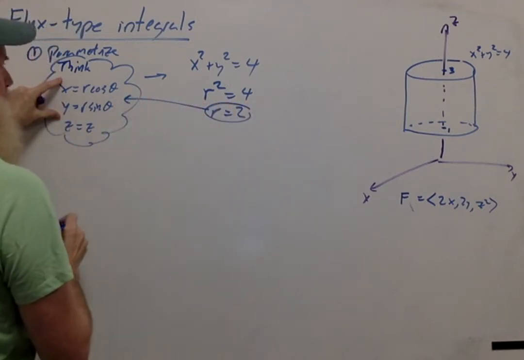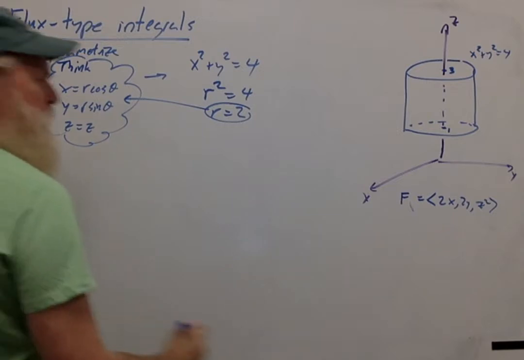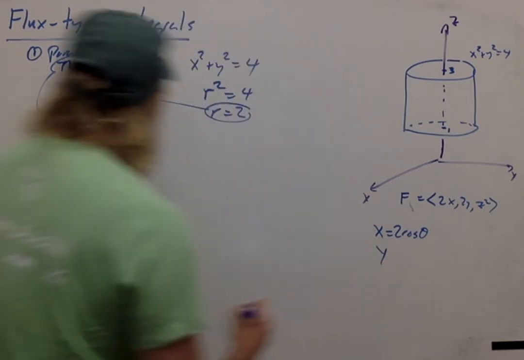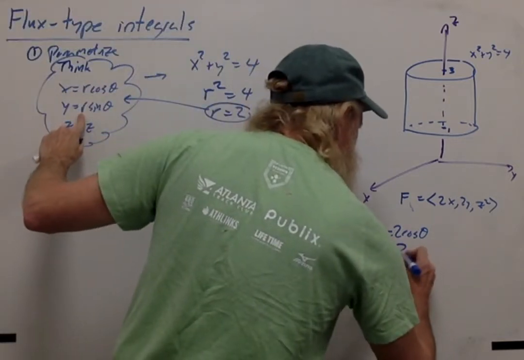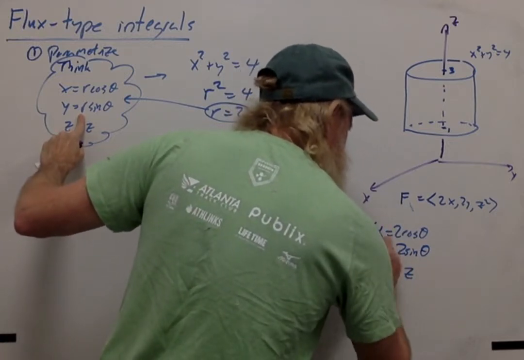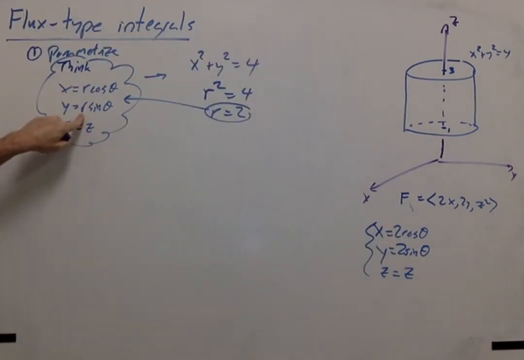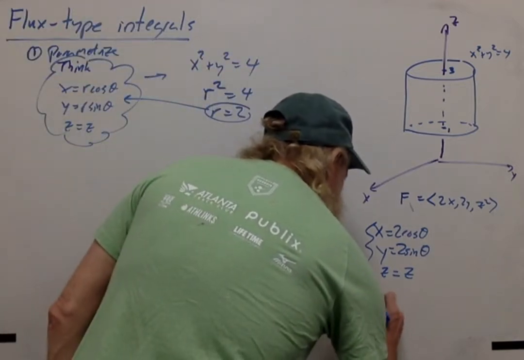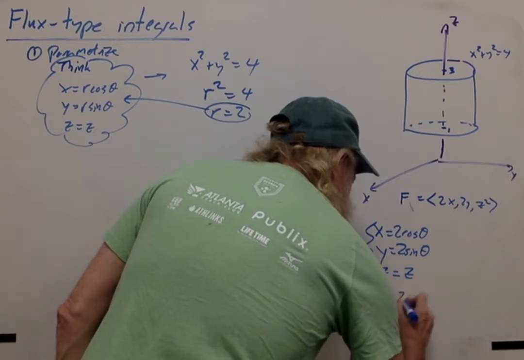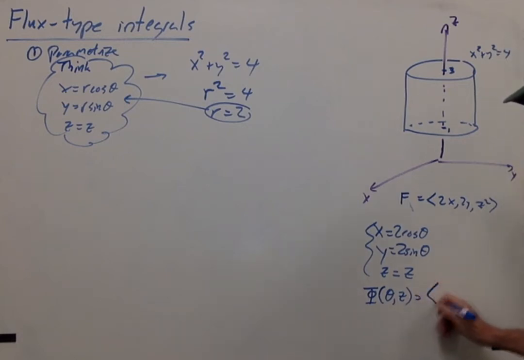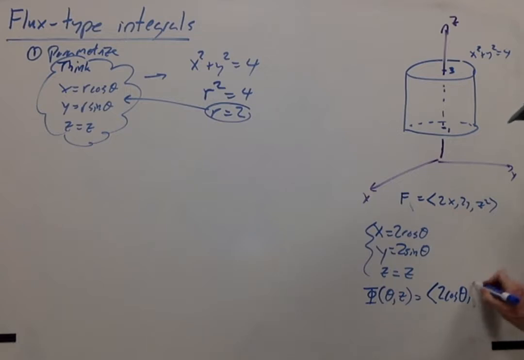Substituting that r back in over here, we get x equals 2 cosine theta. Y is 2 sine theta. And z is simply equal to z. If I want to write that in phi form, then phi of theta and z, those are my two parameters, is equal to 2 cosine theta, 2 sine theta, and z.